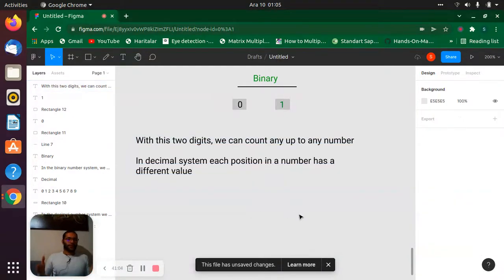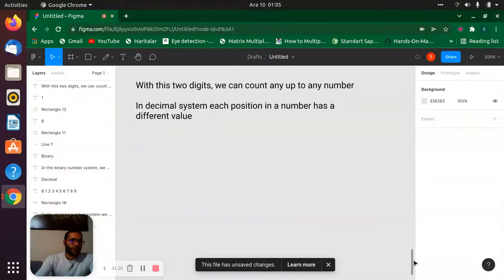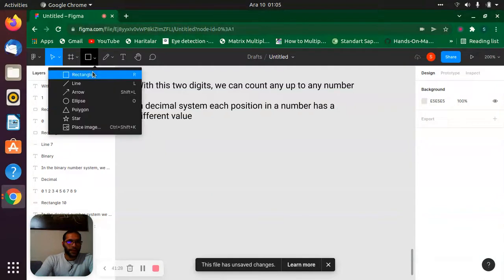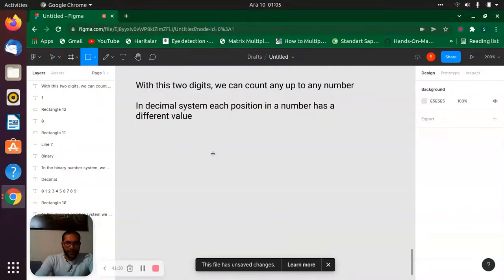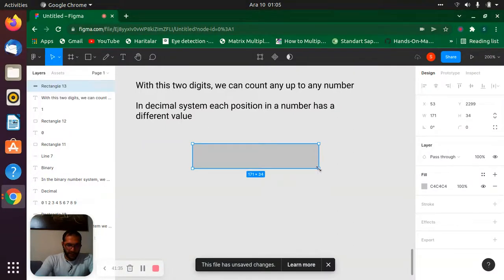Normally we have tens, hundreds, then thousands, then millions, billions, okay? In the binary digit system, also we have exponentiation. So anyway, now I will show you what I'm saying. Now I will do again here something like that, and really it will be good.